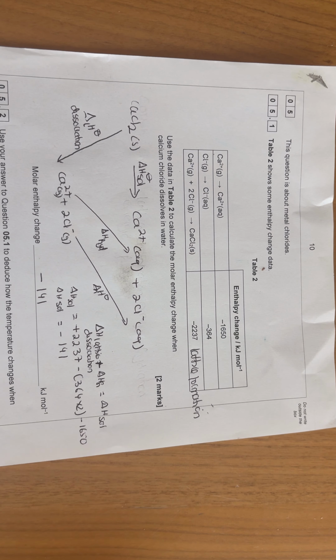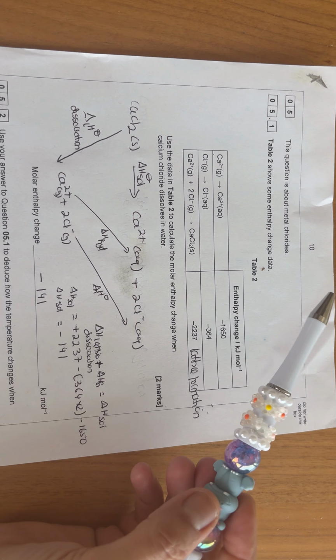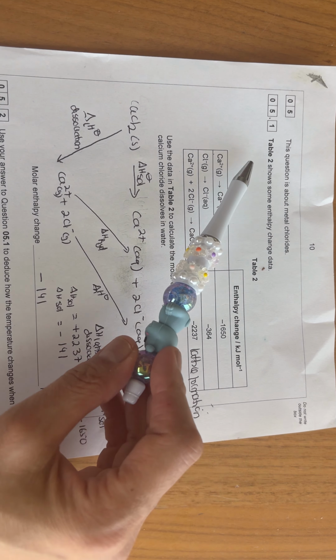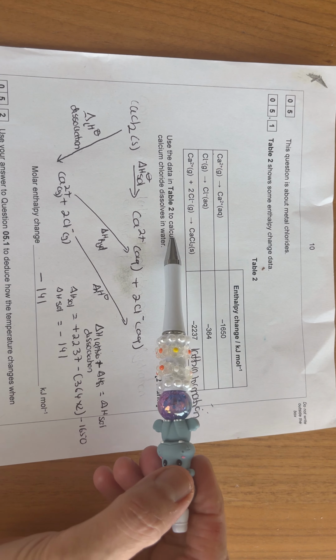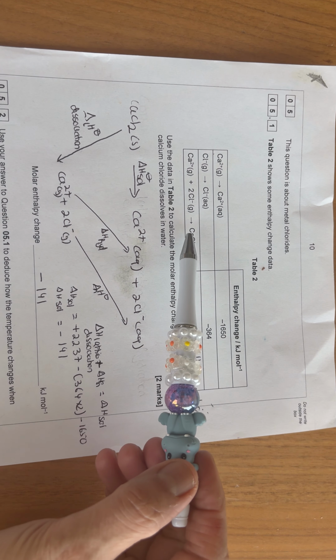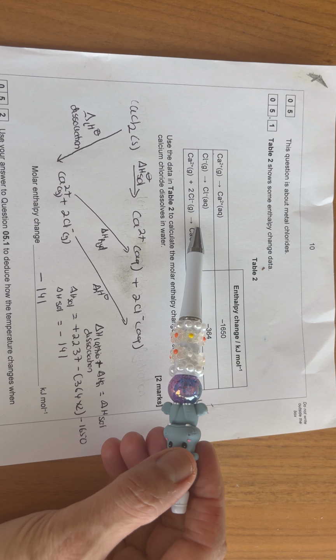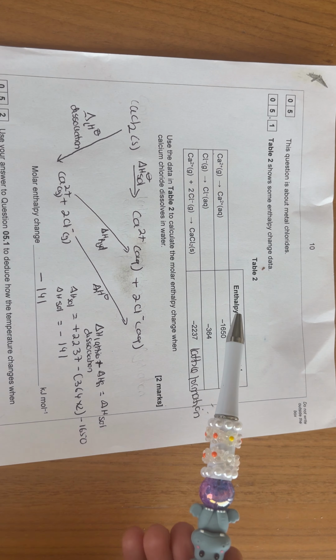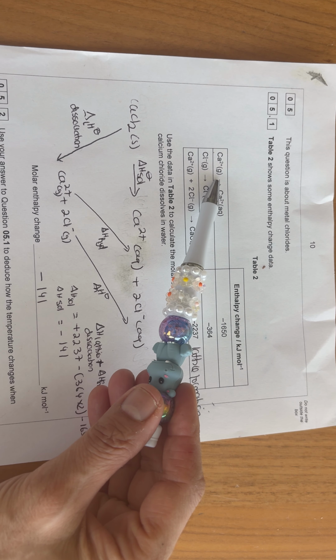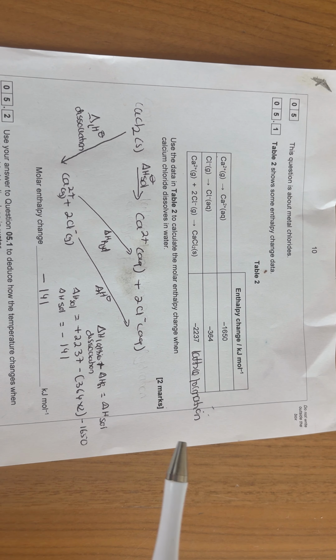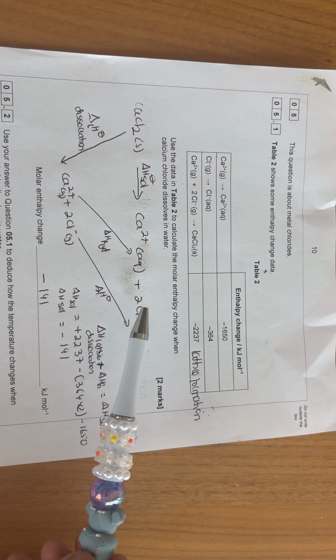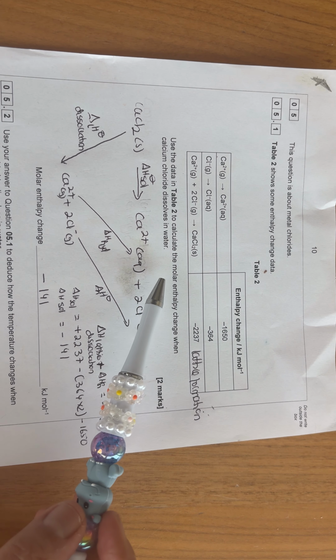Good morning. We're going to start with question number 5. Question 5.1: Table 2 shows some enthalpy change data. You've got the enthalpy change data here, which is lattice enthalpy, and those are hydration of calcium ions and hydration of chloride ions. Use the data in Table 2 to calculate the molar enthalpy change of solution for calcium chloride dissolved in water.